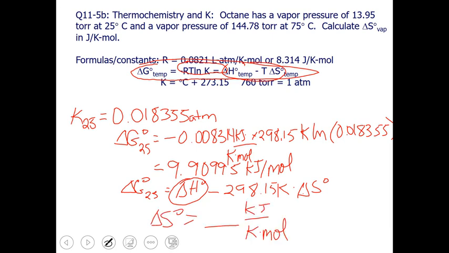One quick note on units. We are being asked for delta S naught in joules per Kelvin mole. When you do this calculation, it will yield your answer in kilojoules per Kelvin mole. So don't forget to multiply your answer by 1000.